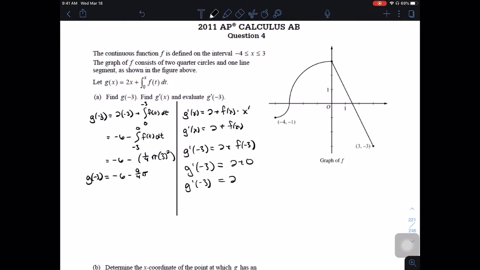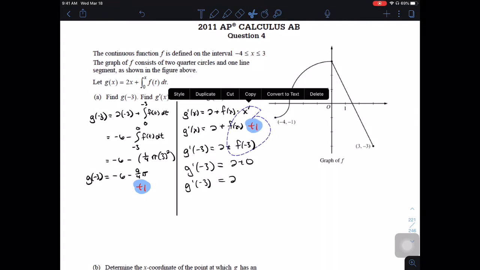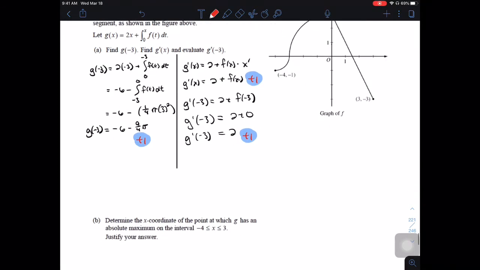How do you get points for part A? Well, you're going to get 1 point for figuring out what g of -3 is. You're going to get a point for finding g prime of x. And you're going to get a point for evaluating g prime of -3. Move on here to part B.